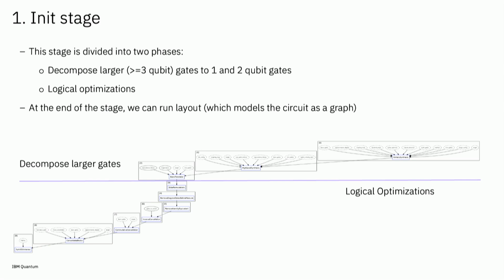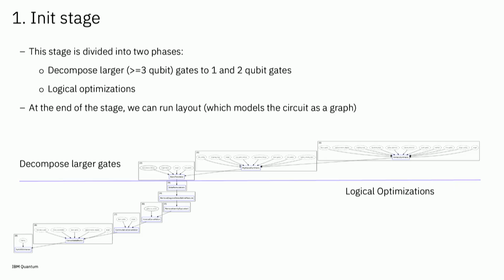The other thing it does is logical optimizations. So at this point in the transpiler, we still have an abstract circuit, and we don't know which physical qubits we're on. We don't know the constraints of those qubits because the operations could be different depending on the qubits. But there are some optimization techniques that are independent of what those constraints are, and we can run those ahead of time to simplify the circuit early and then make the rest of the transpiler's job simpler.